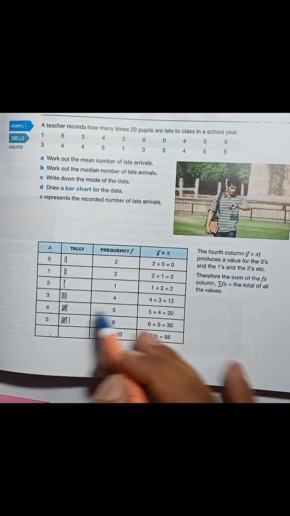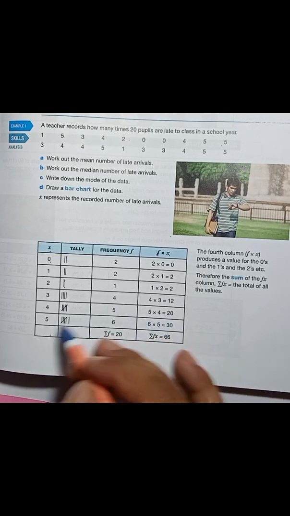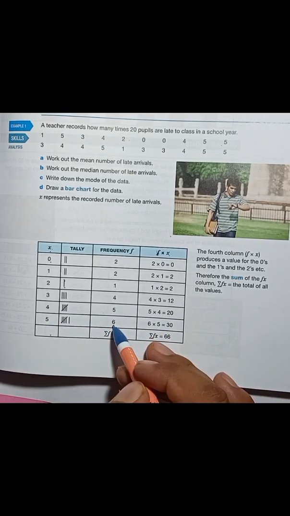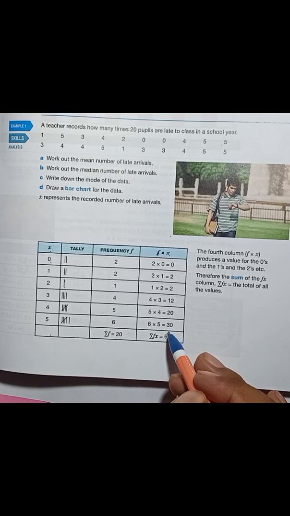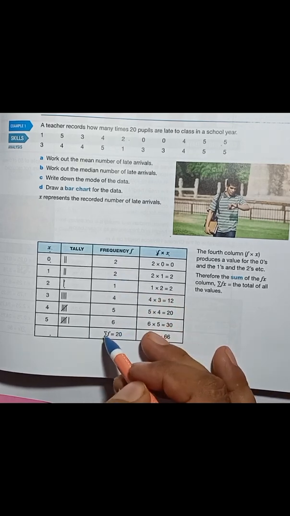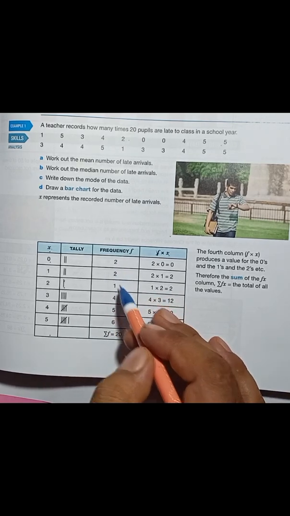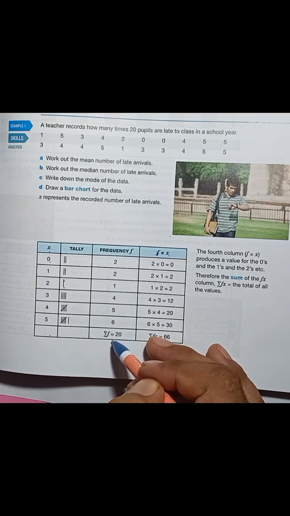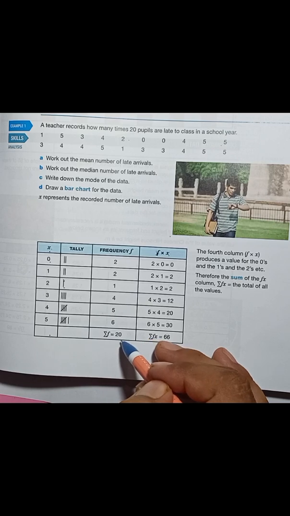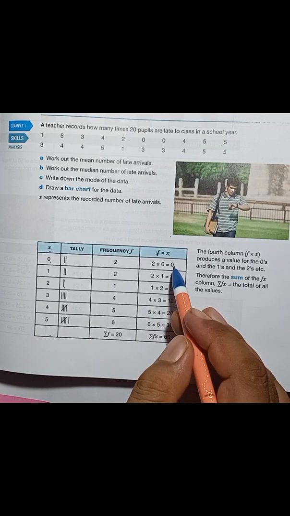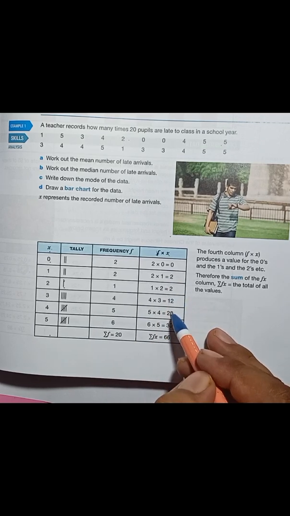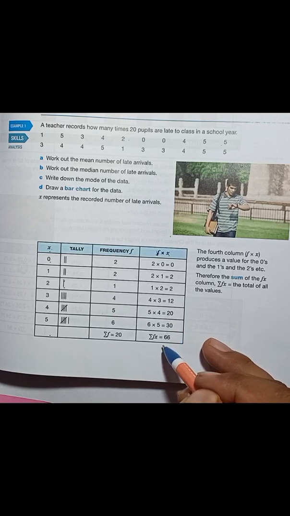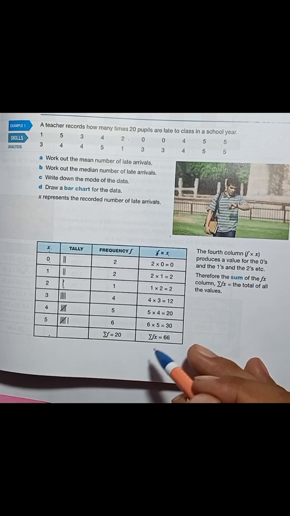Here I am writing 5, then 4 into 5 is 20. Then 5 exists 6 times, 5 into 6 is 30. Now I will add up. Sigma f means 2 plus 2 plus 1 plus 4 plus 5 plus 6, that is equal to 20. So summation f is 20. Here I will also add 0 plus 2 plus 2 plus 12 plus 20 plus 30, that is sigma fx, the summation fx.